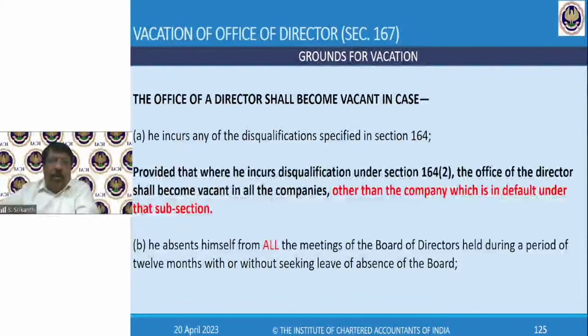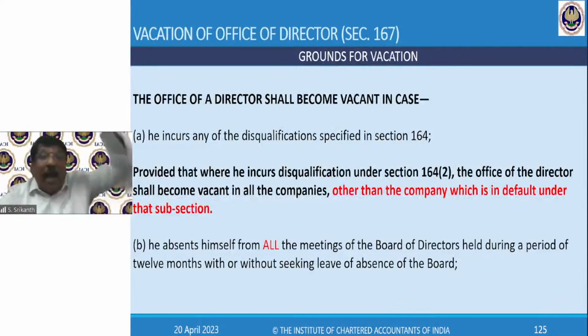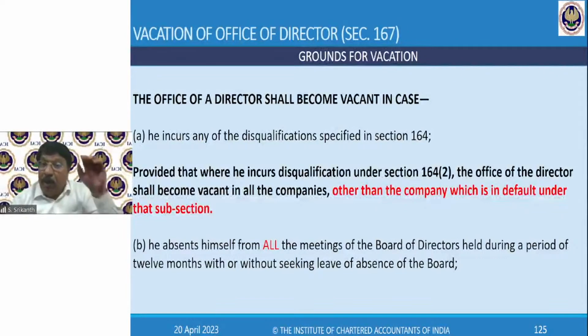If he becomes of unsound mind, he is already a director in 7 companies. He vacates, ceases to be a director there. But 164(2): the office of the director shall become vacant in all companies other than the company which is in default. Please be careful. He will not vacate office in that company. Why? Can you guess why? Common sense. Because he is an offender there. He has to be punished now. So he can't escape the punishment. Therefore, he will not vacate there. He will continue to be a director. But all other companies he will vacate.